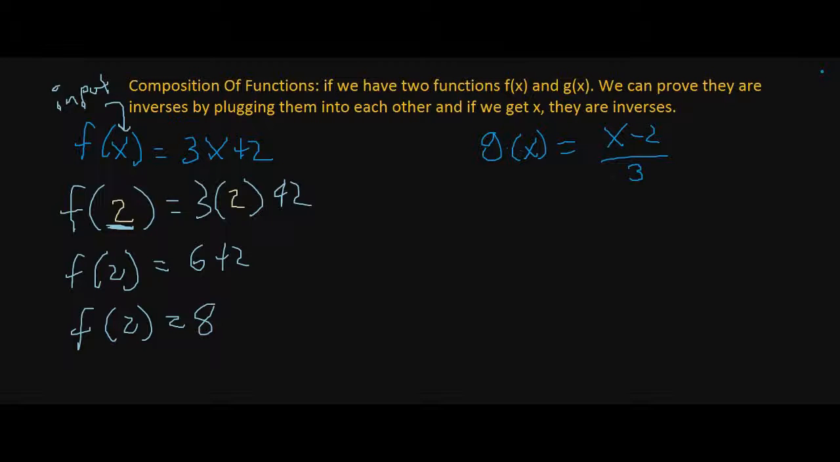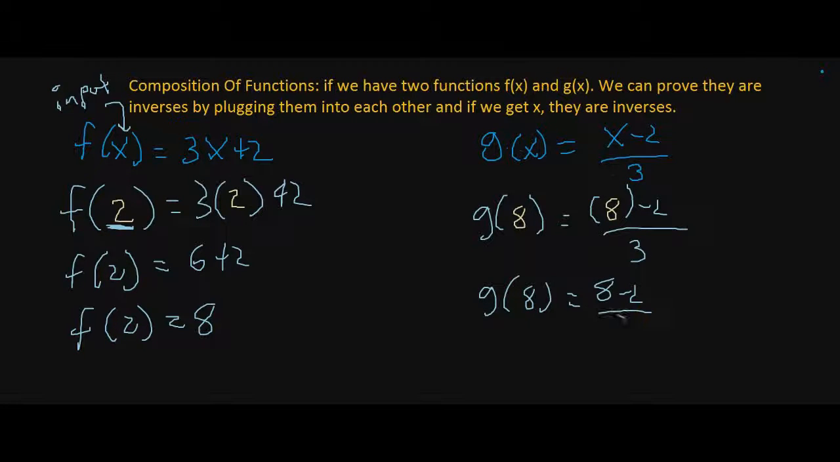Alright, what if I told you to find g of 8? Well, let's plug that into our function. Remember, anything inside our parentheses is our input. So let's plug that in. Here we have 8 minus 2, all divided by 3. So g of 8 is equal to 8 minus 2 divided by 3, which is 6 divided by 3, and 6 divided by 3 is 2. So g of 8 is equal to 2.